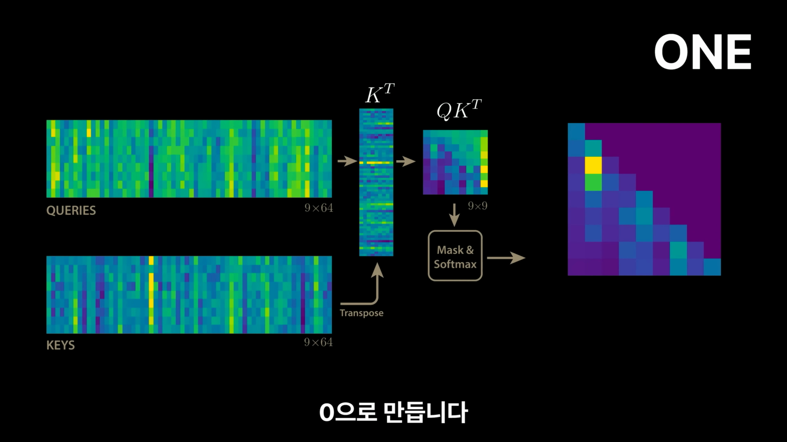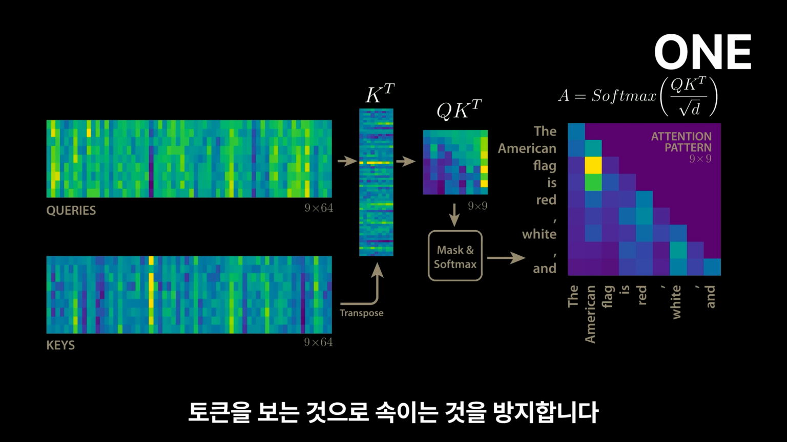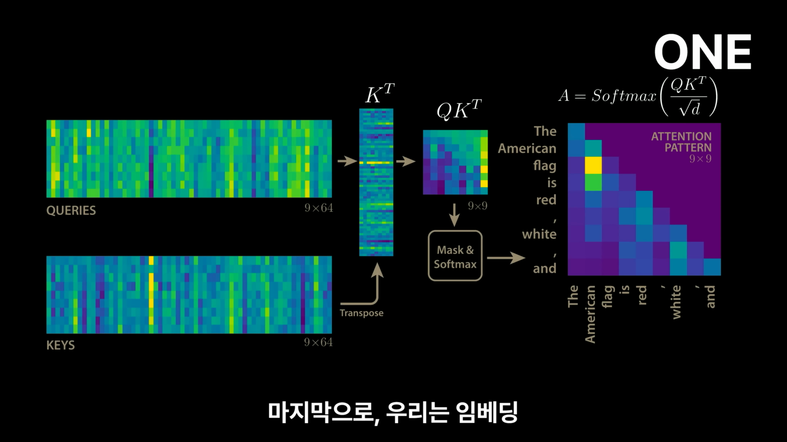To compute our attention pattern, we apply a masking operation, effectively zeroing out the upper right portion of our matrix. This step is mostly important in training, as it prevents the model from cheating on its task of next token prediction by just looking at the next token. Finally, we normalize our result by dividing by the square root of our embedding dimension and applying a softmax operation, which forces each of the rows of our matrix to add to 1.